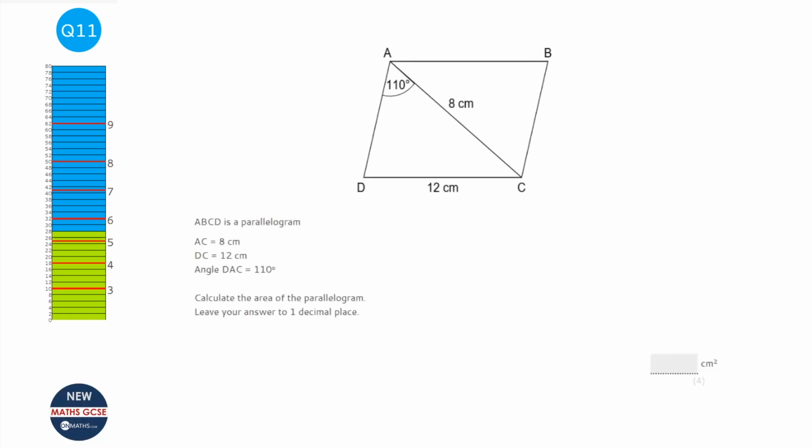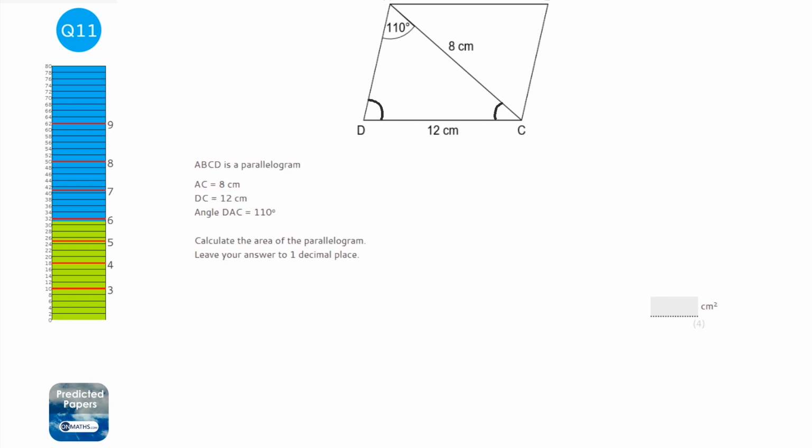There are quite a few different approaches for this question. One thing we can do is try and find length AD by using the cosine rule. And the other approach, which I'm going to use, is I'm going to work out this angle here using the sine rule, and then work out this angle here, taking away from 180 degrees. Then when I've done that, I can use the trigonometric area formula.